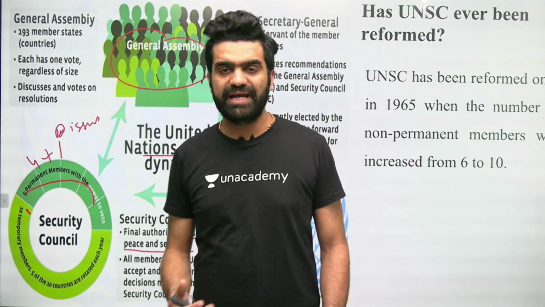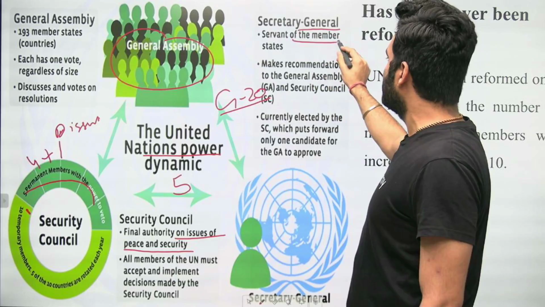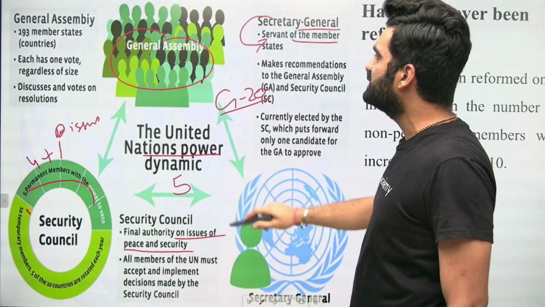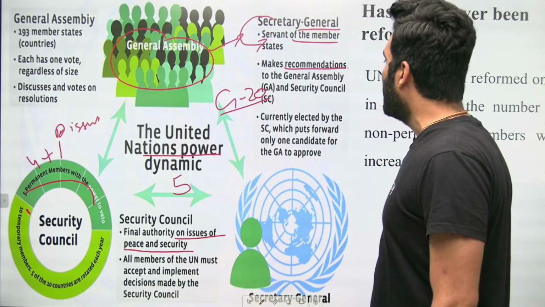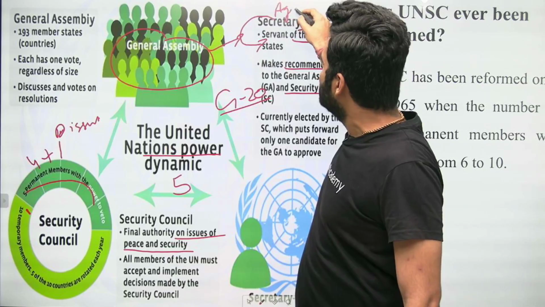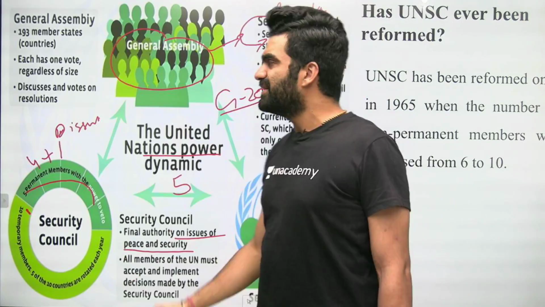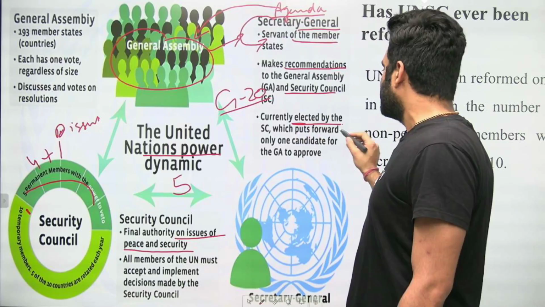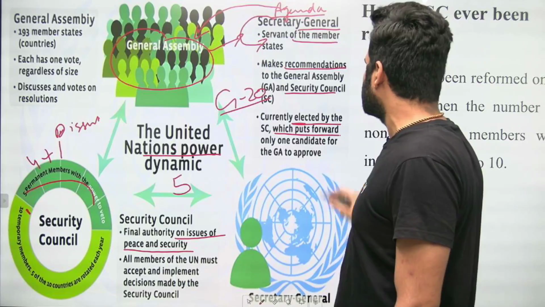Now the Secretary General is the servant of the member states, the General Assembly member states. He makes recommendations to the General Assembly and to the Security Council. Basically, the United Nations Secretary General is like the agenda setter. He proposes the items to be put on the agenda before the United Nations General Assembly meeting. He is elected by the Security Council, which puts forward only one candidate for the GA to approve.